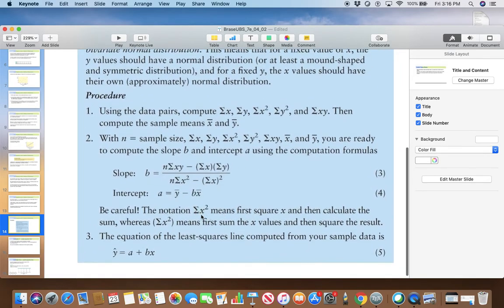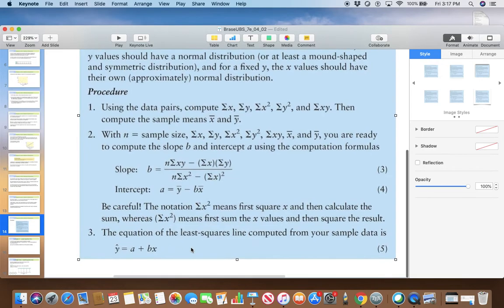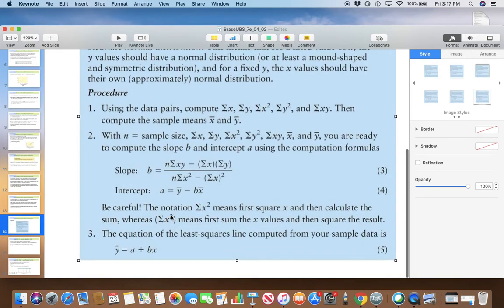Again, summation x squared means first square then add, whereas for summation x, all squared, that 2 should be outside: first add and then square. So this is an error; that 2 should be outside. Once you have a and b, you now have a line equation, called the least squares line, given by this equation. Y hat is the prediction. Okay, we will see what that means.